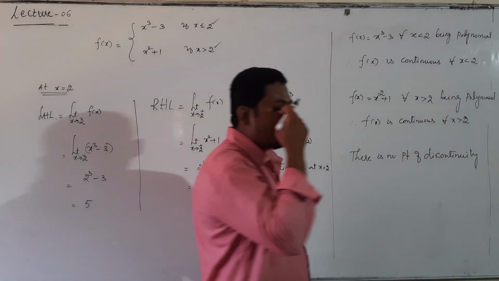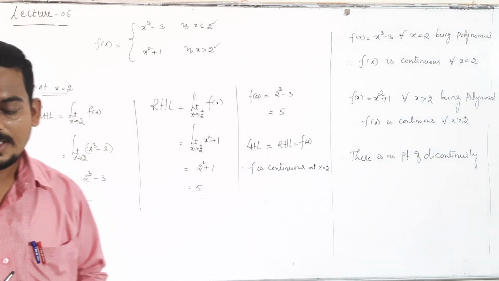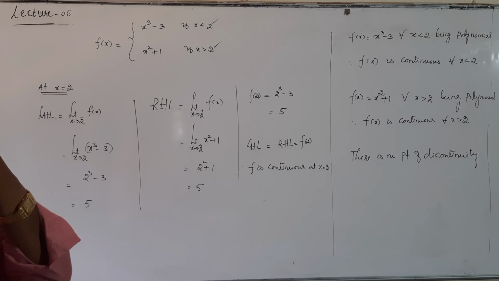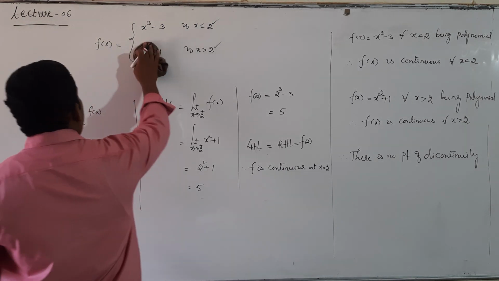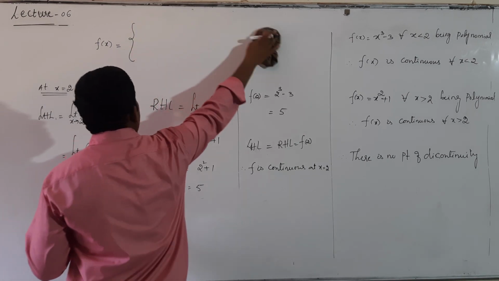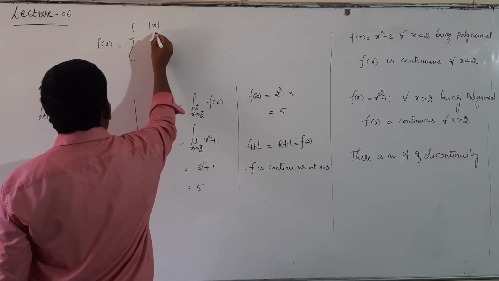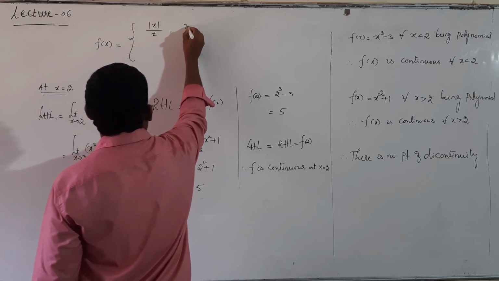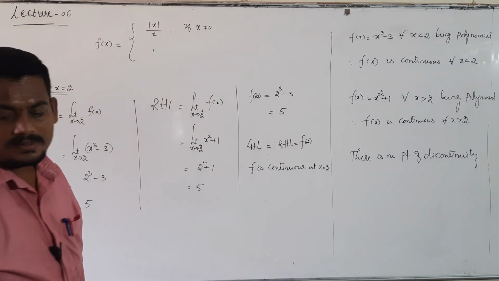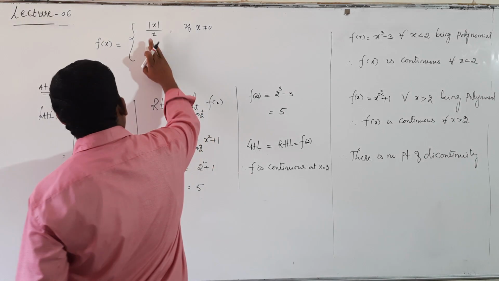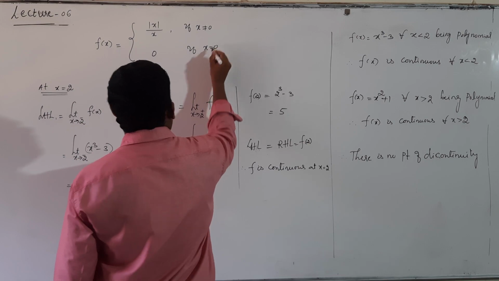There is no point of discontinuity, means this function is continuous for all the numbers. One more problem. Find all the points of discontinuity of the function mod x divided by x if x value not equal to 0, 0 if x value 0.